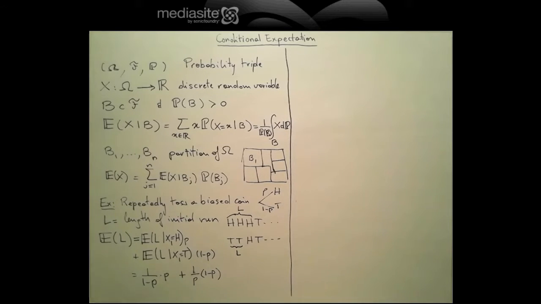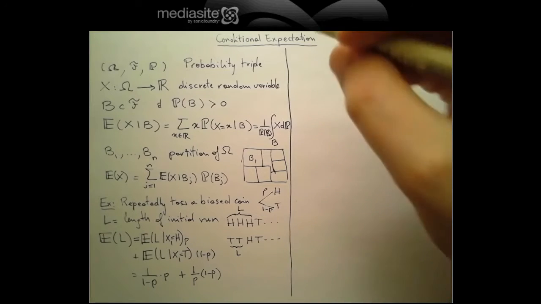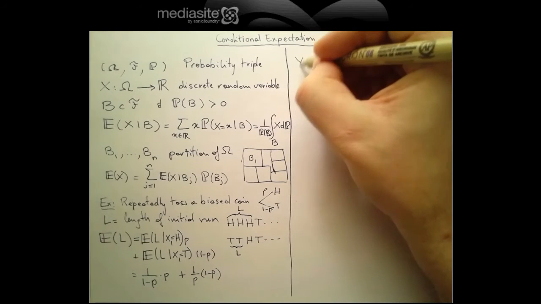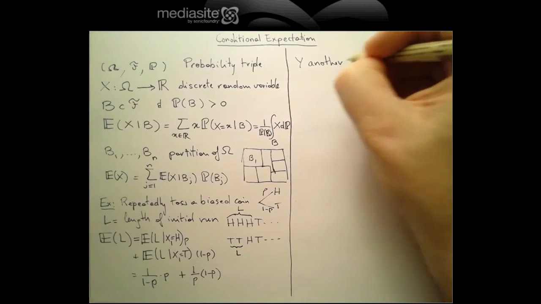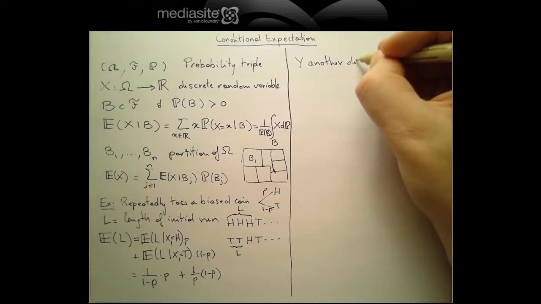Okay, let me shift gears a little bit and introduce another random variable. So let me call Y another discrete random variable.